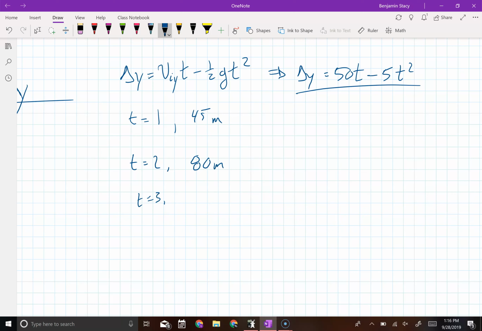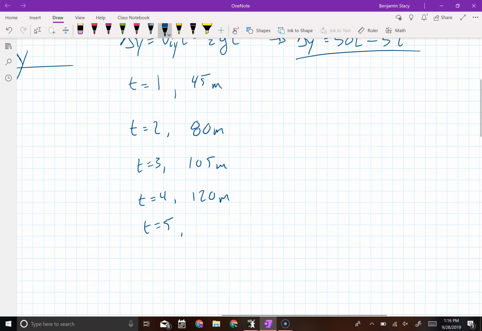At 3 seconds, we're going to have 150 minus 45, so it'll be at 105 meters. Just substituting the value of time to see what our positions are going to be. At 4 seconds, I have 200 minus 80, so 120 meters. And at t equals 5 seconds, we'll have 5 times 50 is 250, minus 5 times 25 is 125. So it'll be at a position of 125 meters.